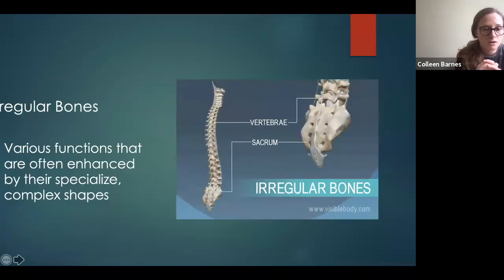Irregular bones, these have various functions that are often enhanced by their specialized complex shapes, like the spine, for example, or the sacrum, here pictured on the right. This is the end part of your spine.